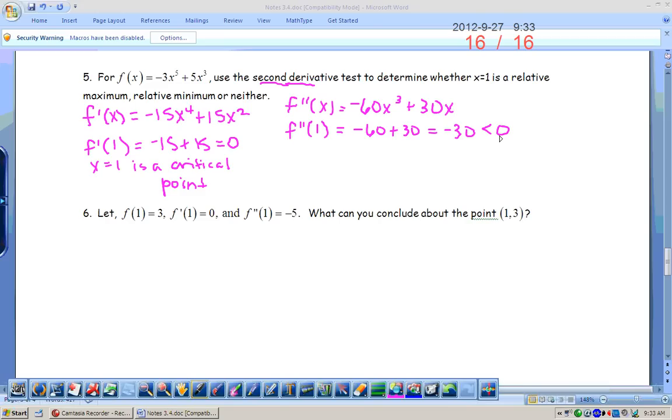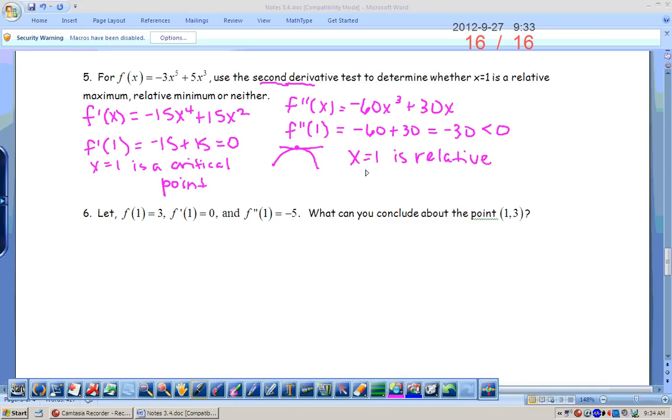You can look back up at your notes and see that if the second derivative is less than 0 when x is a critical point, then you have a relative maximum. Or, if you have trouble memorizing that, the second derivative being negative tells me that the graph is concave down at that point. So at x equal 1, the graph is concave down, and the slope, or the first derivative, is 0. So therefore I have a horizontal tangent line, and therefore x equals 1 is a relative max.